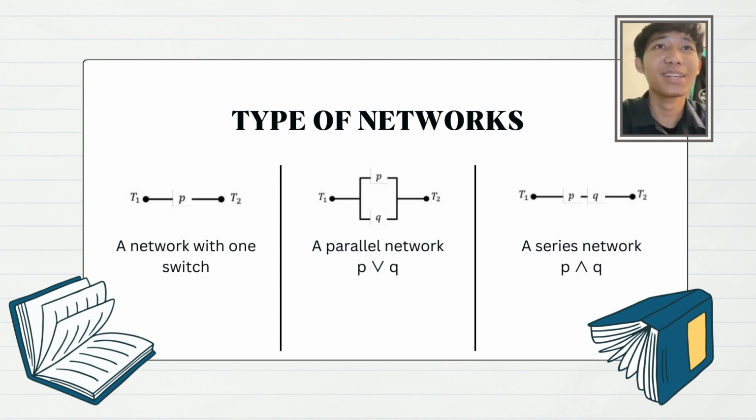The last type of network is a series network. As you can see, there is one line that connects the first terminal and the second terminal, and on this one line there are two switches, P and Q. If you face this problem, you can write it as a conjunction statement, also known as an AND statement, but sometimes it can be a 'but' statement. So P is conjunction with Q.